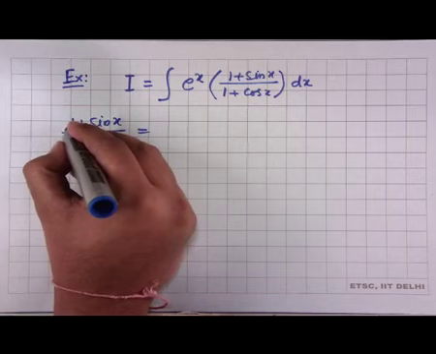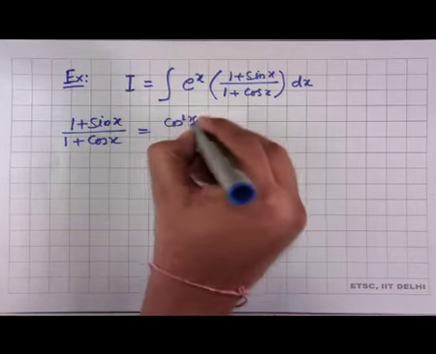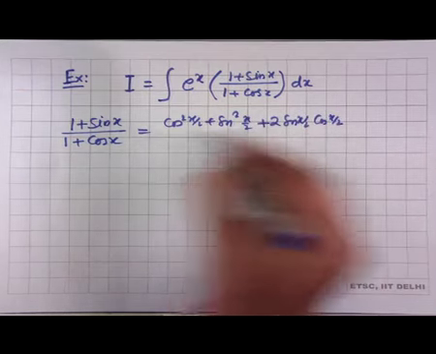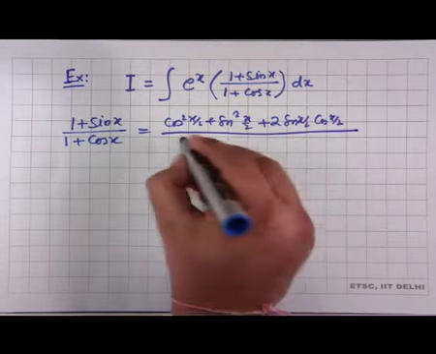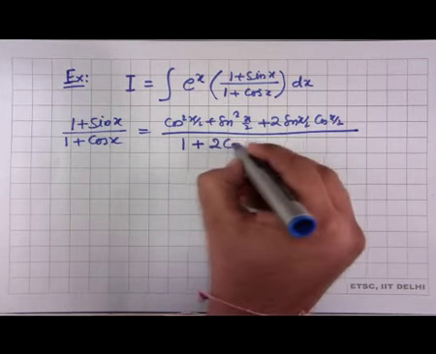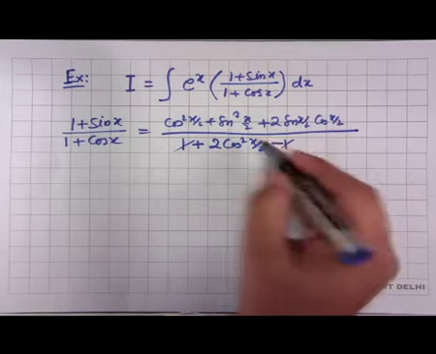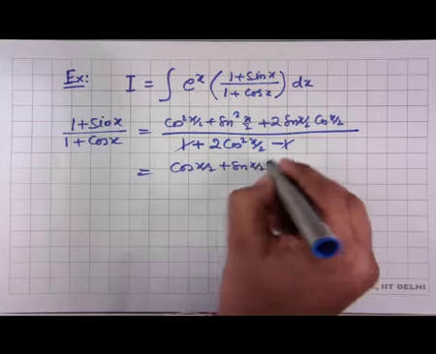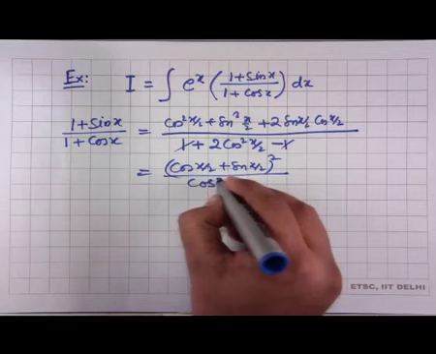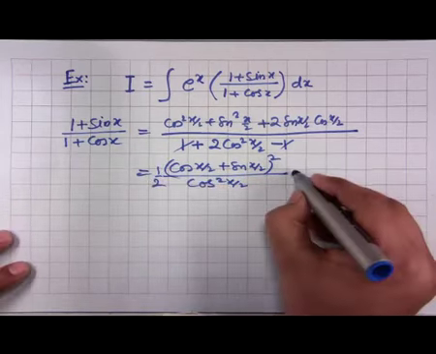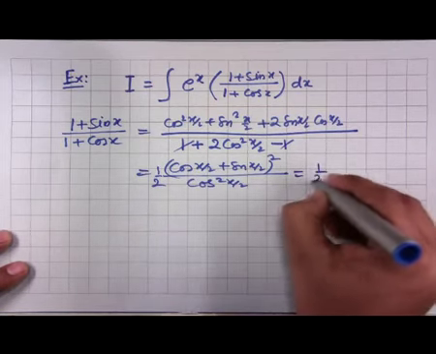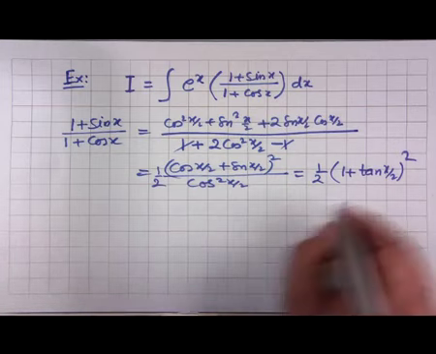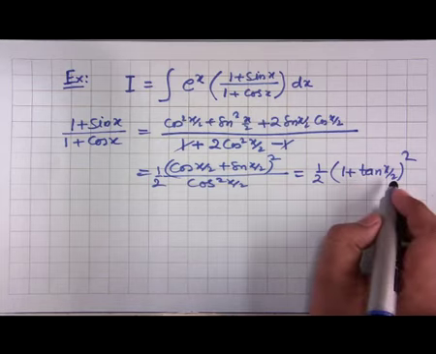So for 1 plus sin x, I will write 1 as cos square x by 2 plus sin square x by 2, plus 2 sin x by 2 cos x by 2. So this is 1 and this is sin x, whole divided by 1 plus cos x, which I will convert into 2 cos square x by 2 minus 1, so that this 1 gets cancelled. What you will get here is cos x by 2 plus sin x by 2, whole squared, divided by 2 cos square x by 2. Introduce the cos x by 2 inside, so that you get 1 half of 1 plus tan x by 2, whole squared.